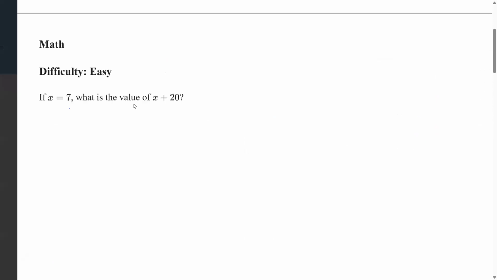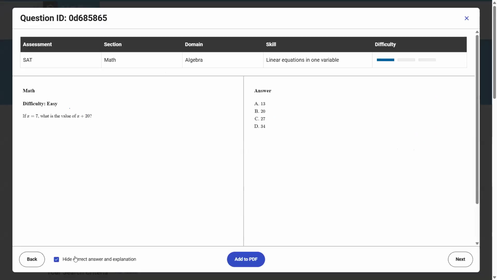X is equal to 7. What's the value of x plus 20? Just substitute x. So 7 plus 20 is 27.